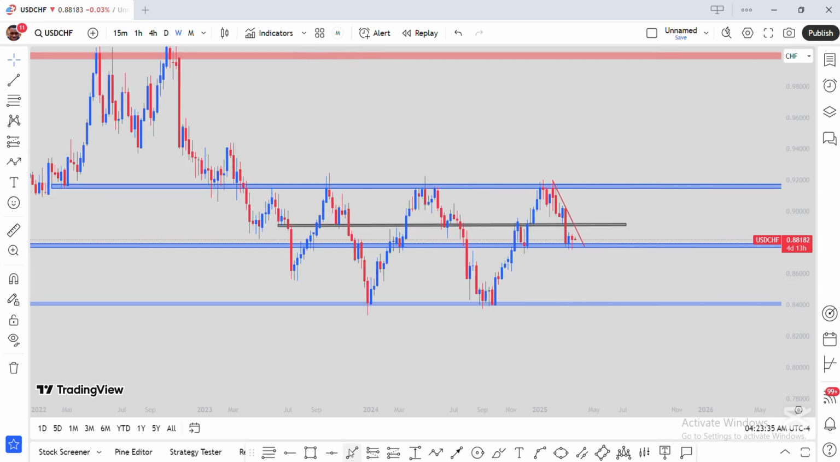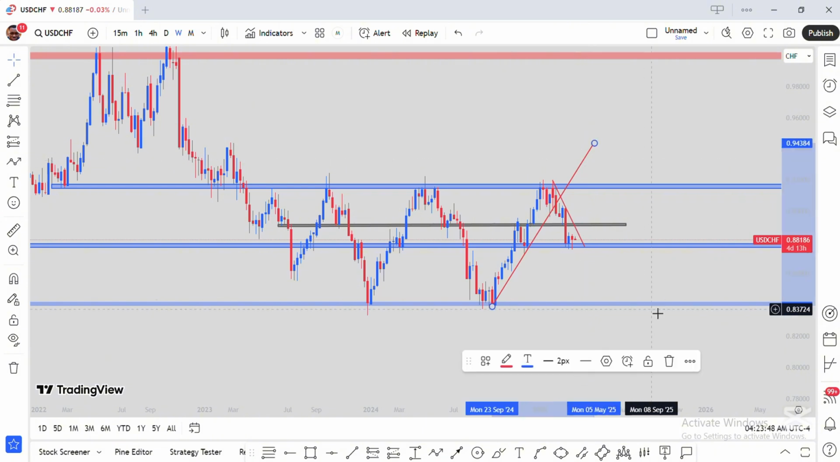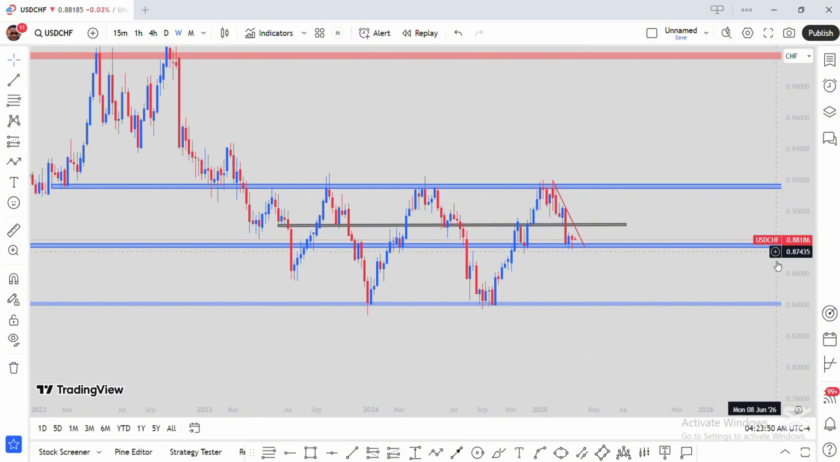So of course price was trending to the upside around this region, so price was creating higher highs and higher lows around this region, but price has broken out of this trend. So now the direction of this market is to the downside. I'm only looking for selling opportunities.